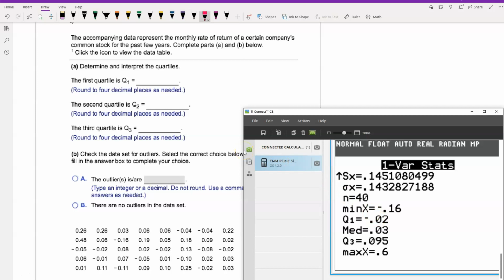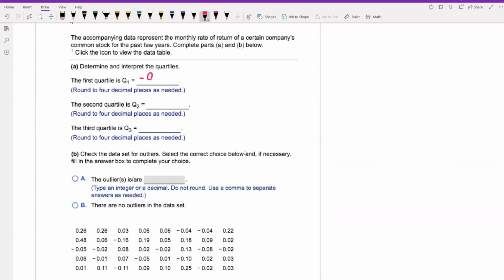Here it's asking for decimal places. I have negative 0.02 or negative 0.0200. Here is 0.03 or 0.0300 to have four decimal places. And this one 0.095 or 0.0950.